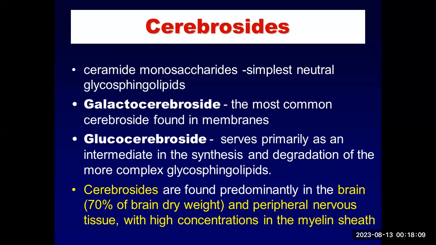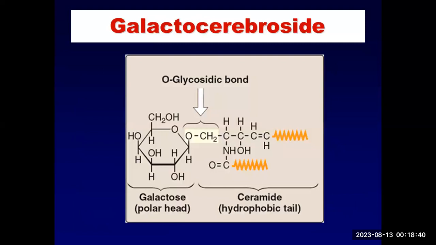in the synthesis and degradation of more complex glycosphingolipids, which contain 2 or more oligosaccharides. Cerebrosides are found predominantly in brain, where 70% of the dry weight of brain is cerebrosides, and in peripheral nerve tissues, with high concentration in the myelin sheath. Galactocerebroside, this is the structure you can see right here. This is a ceramide, and the galactose is attached to this one in glycosidic linkage.